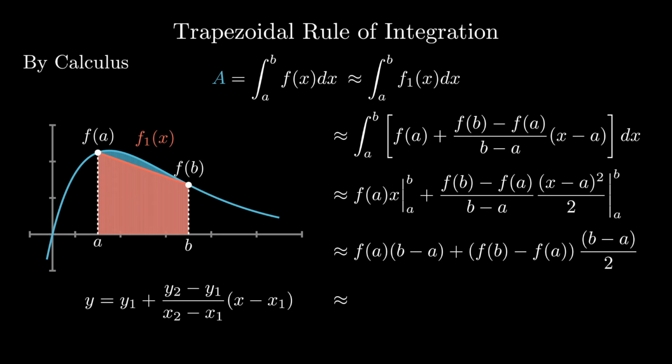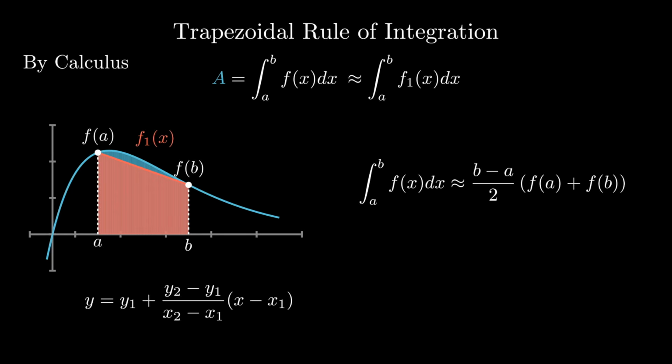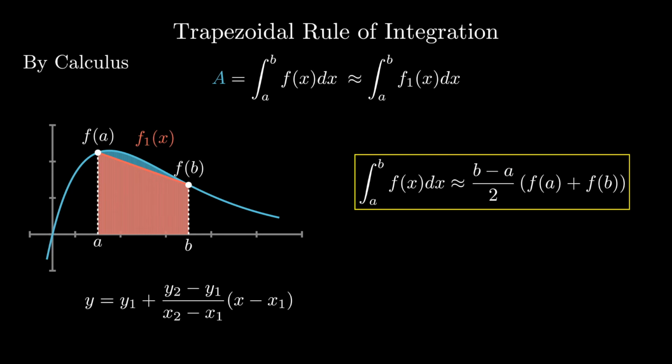Let's simplify this by taking B minus A over 2 common from the two terms. So we will be left with 2 times f of A from the first term plus f of B minus f of A from the second term. 2 times f of A minus f of A is f of A. Finally, integration A to B f of x dx is approximately equal to B minus A over 2 times f of A plus f of B. This is the same as the formula for the area we got by using geometry.